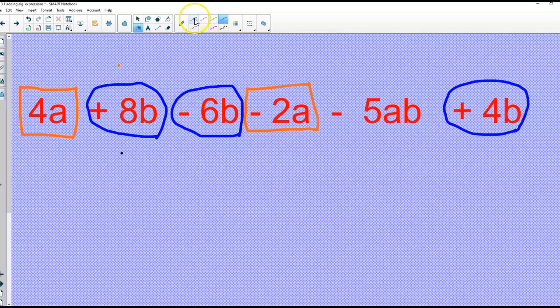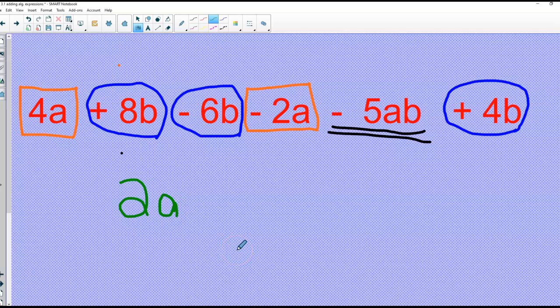And then as I look, I see this one that has an A and a B, and I don't see any match for it. So it's by itself. Okay, so I'm just going to underline it. All right, I think we are ready to start combining. So let's start at the front with my A. So 4A minus 2A. So 4 minus 2 is 2, and I'm just going to bring the A along.